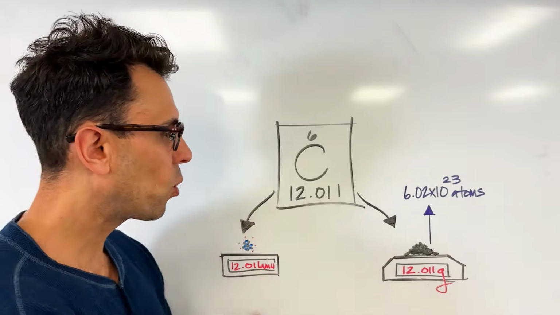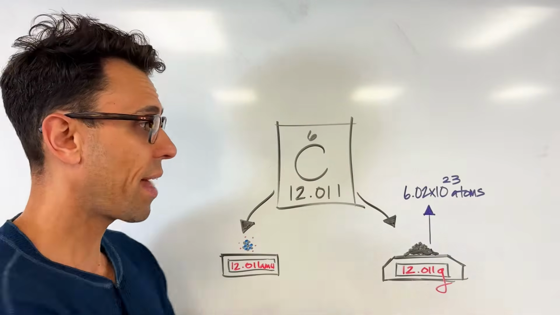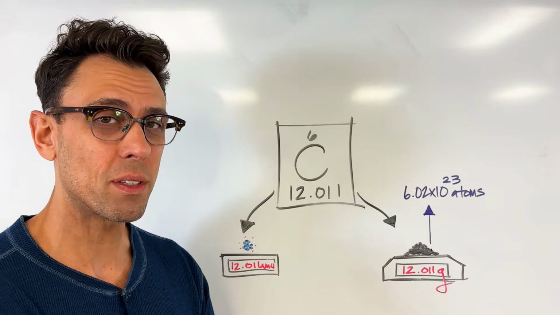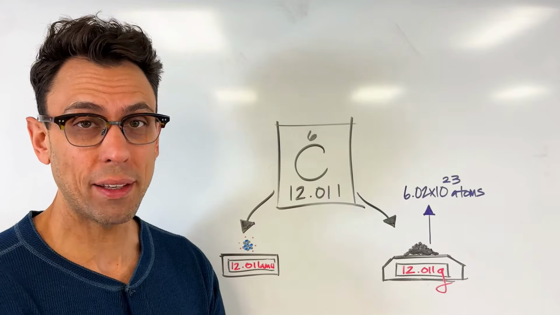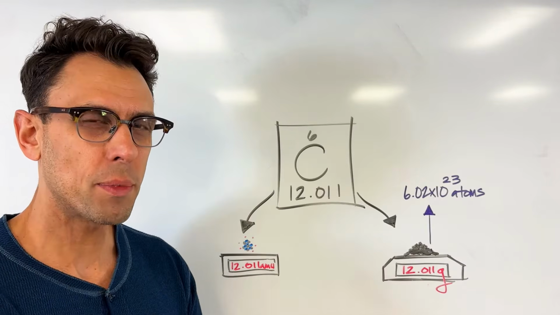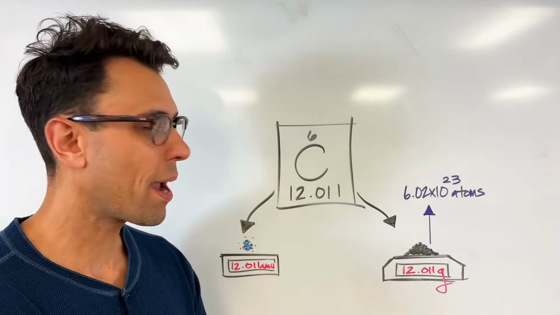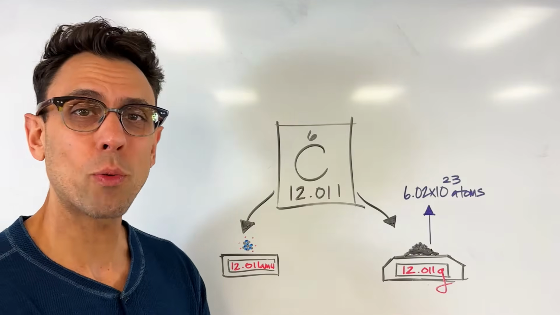The 12.011 also tells us that if we had a mole of carbon, that's 6.02 times 10 to the 23rd atoms, and we put all of those atoms on a regular digital balance, one that we do have in the classroom or lab that measures in grams, it would be the same number except in grams. That's right, a mole of carbon weighs 12.011 grams.